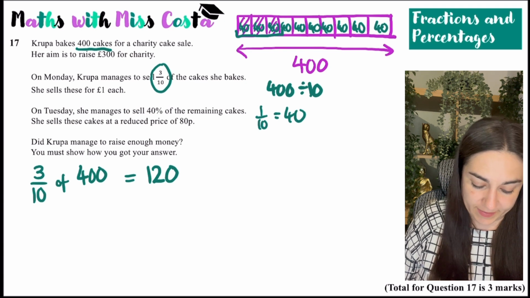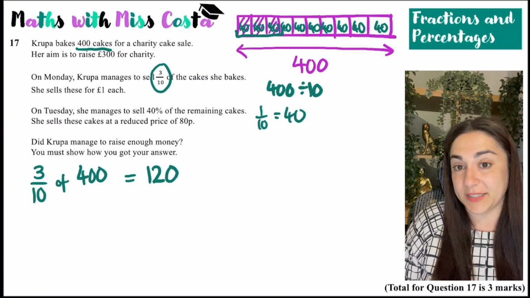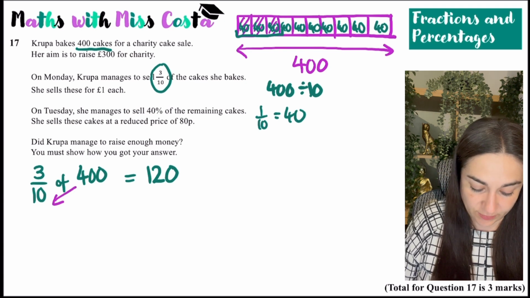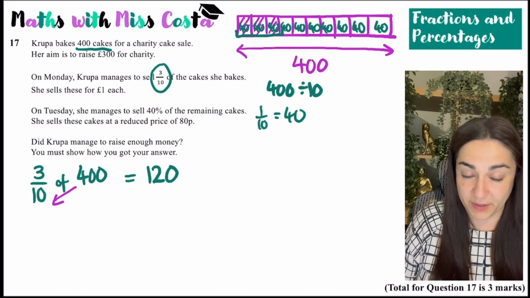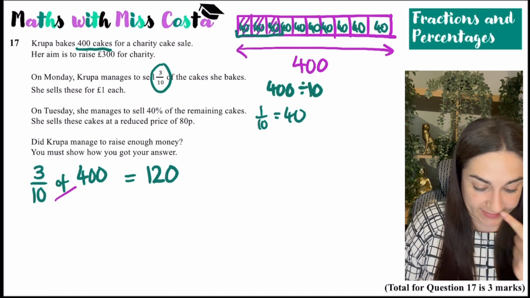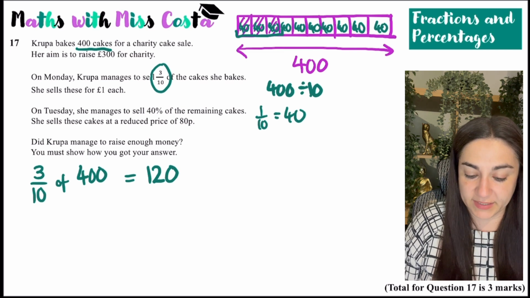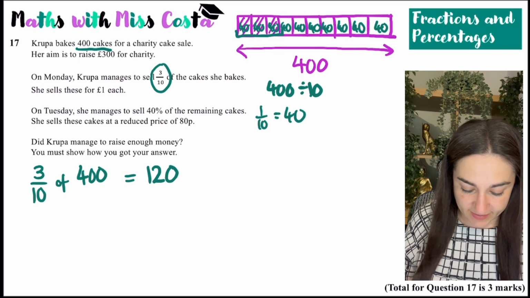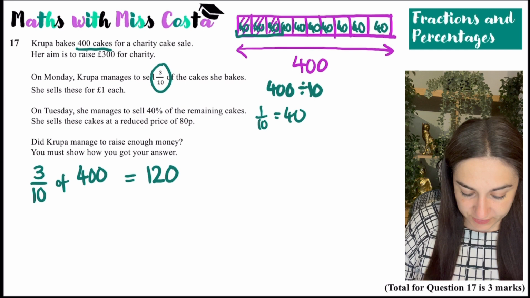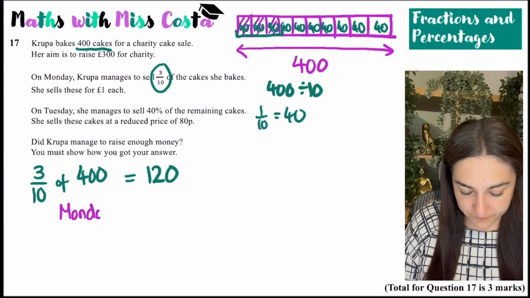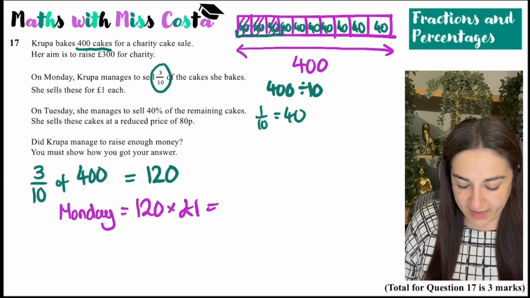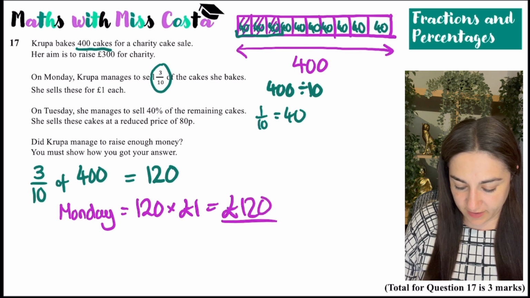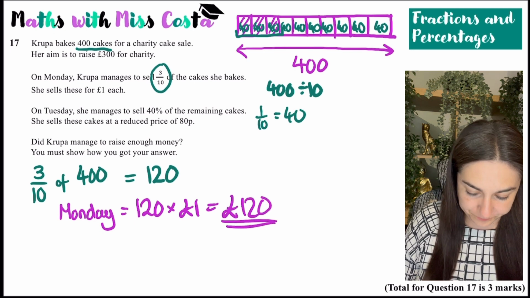Of course, the shortcut, once you understand this visual representation, is you divide by the denominator and then times by the numerator. So 400 divided by 10 is 40, times by 3 is 120, but it's always best to understand it conceptually first. So I know that she sold on Monday 120 cakes at £1 each, means she made £120 on Monday.